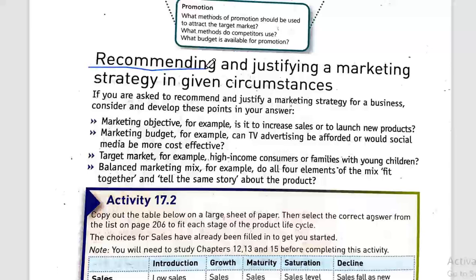Recommending and justifying a marketing strategy in given circumstances. If you are asked to recommend and justify a marketing strategy for a business, consider and develop these points in your answer. Whenever you must recommend a specific marketing strategy, you must consider the marketing objective of the business. You must consider the marketing budget. You must consider the target market, the people you're targeting in your strategy, and you must have a balanced marketing mix, to make your strategy include the four P's.